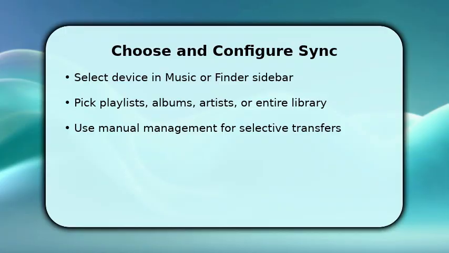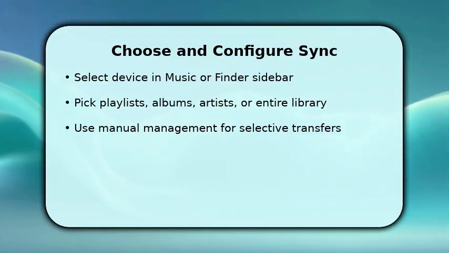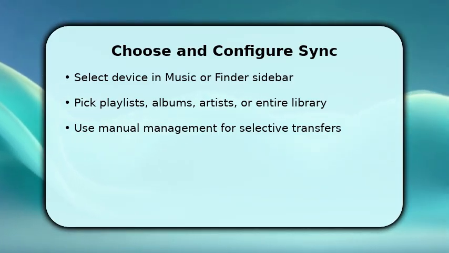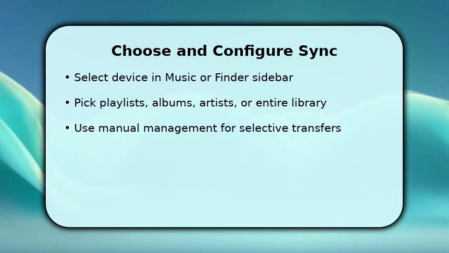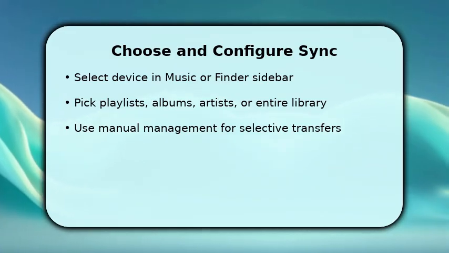If you want granular control, enable manual management to drag specific songs or playlists. Also check storage estimates so you don't run out of space. If needed, remove large podcasts or videos first to prioritize your music.